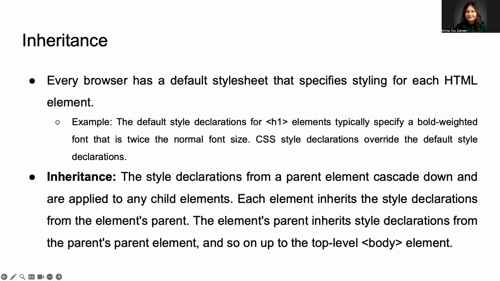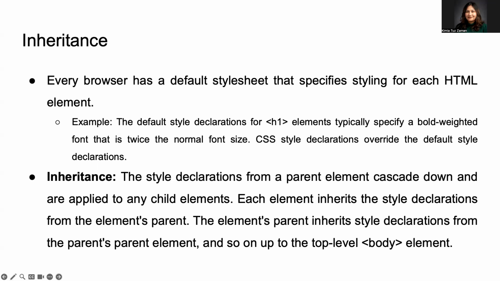Well, our style declaration overrides the default. So if I set the header 1 color to be blue, the browser no longer decides the color. My CSS takes control. And now here's where inheritance comes in. Styles cascade down from parent elements to child elements.